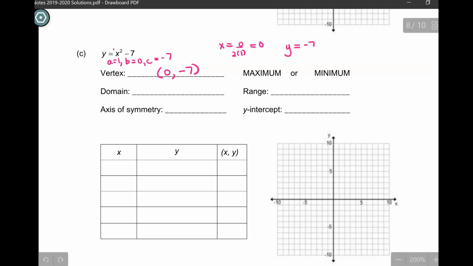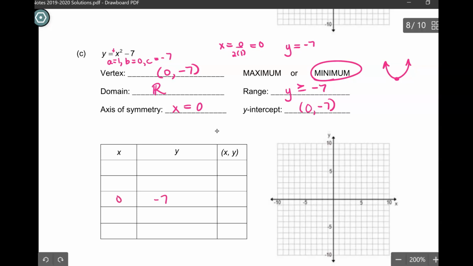This has a positive x squared, so that means it's going to be facing upward, which makes the vertex a minimum value. The domain is all reals. The range is going to be y, since it's pointing up, greater than or equal to -7. Our axis of symmetry is x equals 0. And the y-intercept is 0, -7.